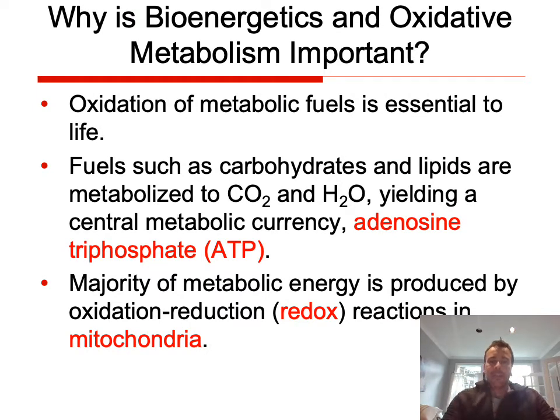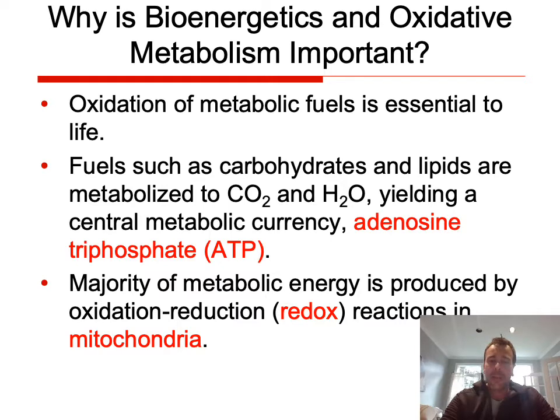Why do we care about this? Well, oxidation of metabolic fuels is essential for life. Fuels such as carbohydrates and lipids are broken down. I talked about how lipids are broken down. You've heard about how carbohydrates are broken down from the TCA cycle. They're all metabolized to carbon dioxide and water, basically leading to ATP, or the central metabolic currency, adenosine triphosphate.